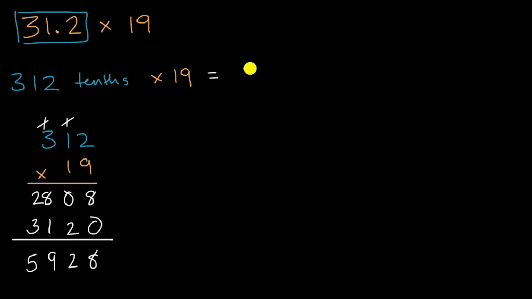So this is going to be equal to 5,928 tenths. Now, how can we express this as a decimal? Well, we can think of it this way. If that's the decimal, this is the tenths place. This is the ones place, which is the same as 10 tenths. This is the tens place, and this is the hundreds place.